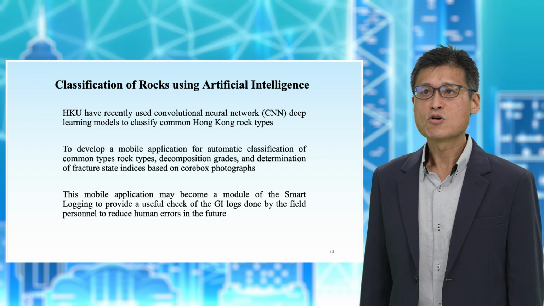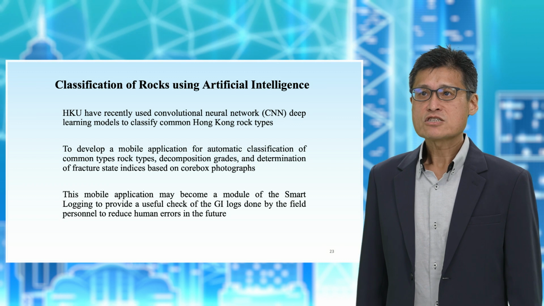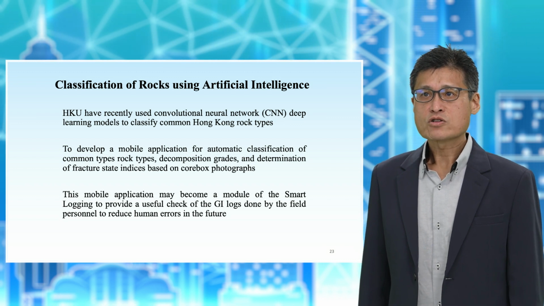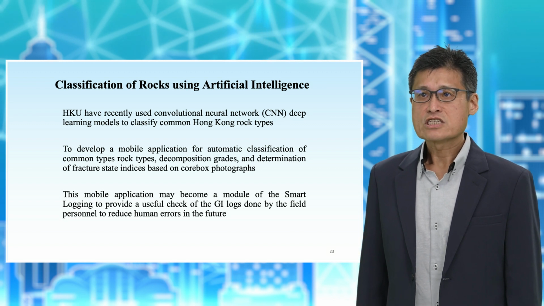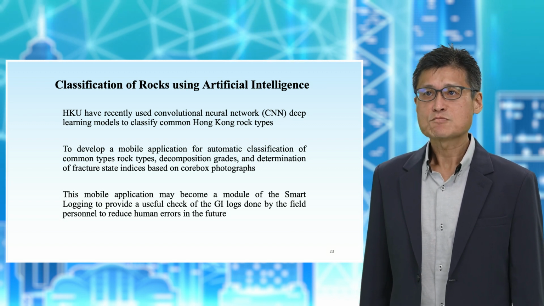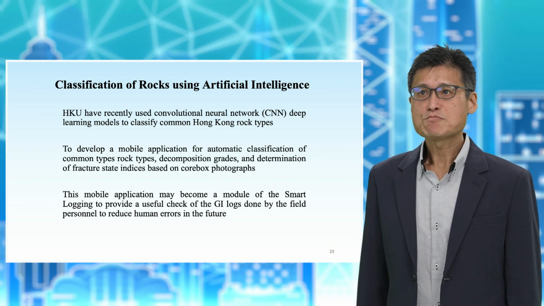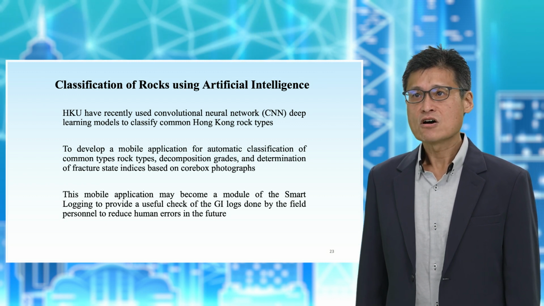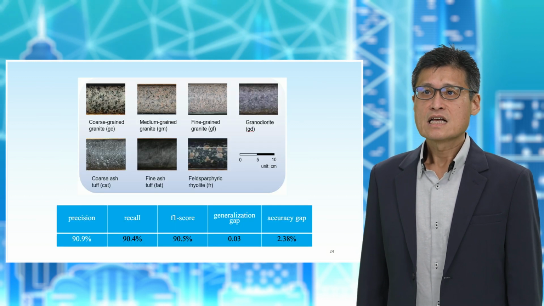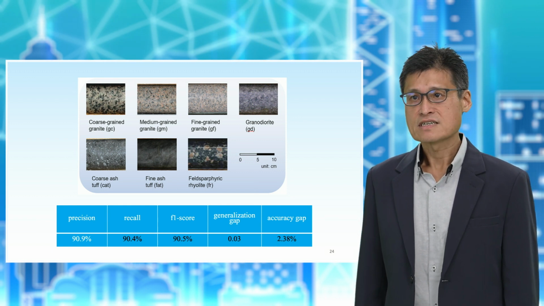In addition to the logging by the geologists and other field personnel, HKIE have recently used a deep learning model to classify common rock types in Hong Kong. The aim is to develop a mobile app for automatic classification of common rock type, decomposition grade, or determination of fracture state index based on core box photos. This mobile application can become a module of smart logging to provide a useful check of the GI log done by the field personnel to reduce human error in the future. Here are some results of Hong Kong U, and the results are promising.